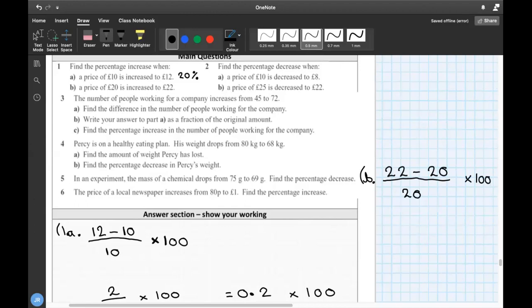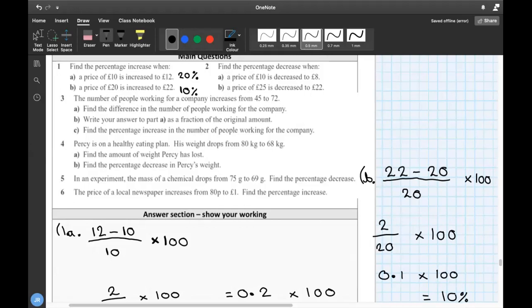Let's simplify a bit now. So 22 minus 20 gives us 2. 2 over 20, that's the same as 0.1. And then multiply that by 100. And what do we get? We get 10. So our percentage increase this time was 10%.